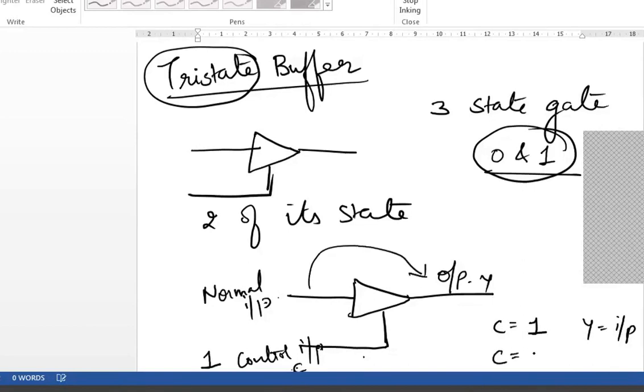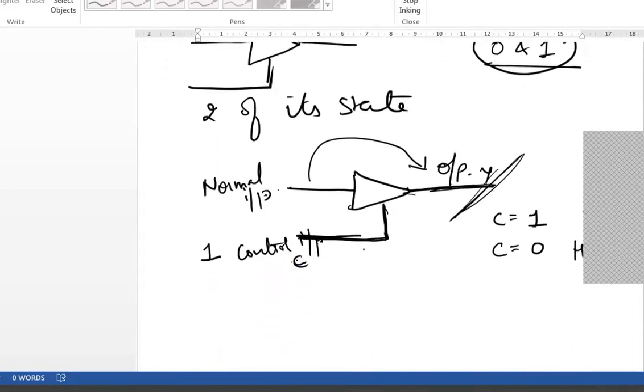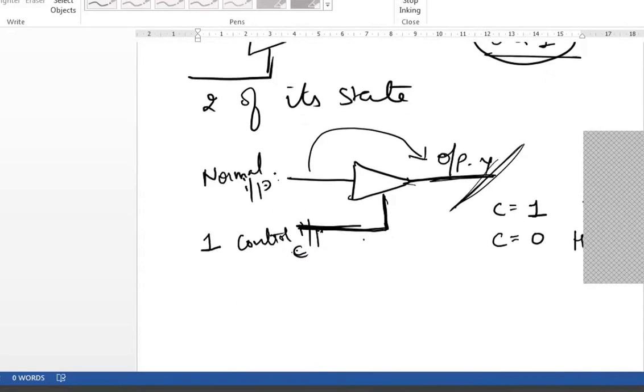But when your control signal is 0, what would happen? Your circuit will go into the high impedance state. What does high impedance mean? It means your circuit is disconnected. This output will not work. It will neither give 0 nor 1; you will say that your circuit is in the high impedance state regardless of the input you are providing.